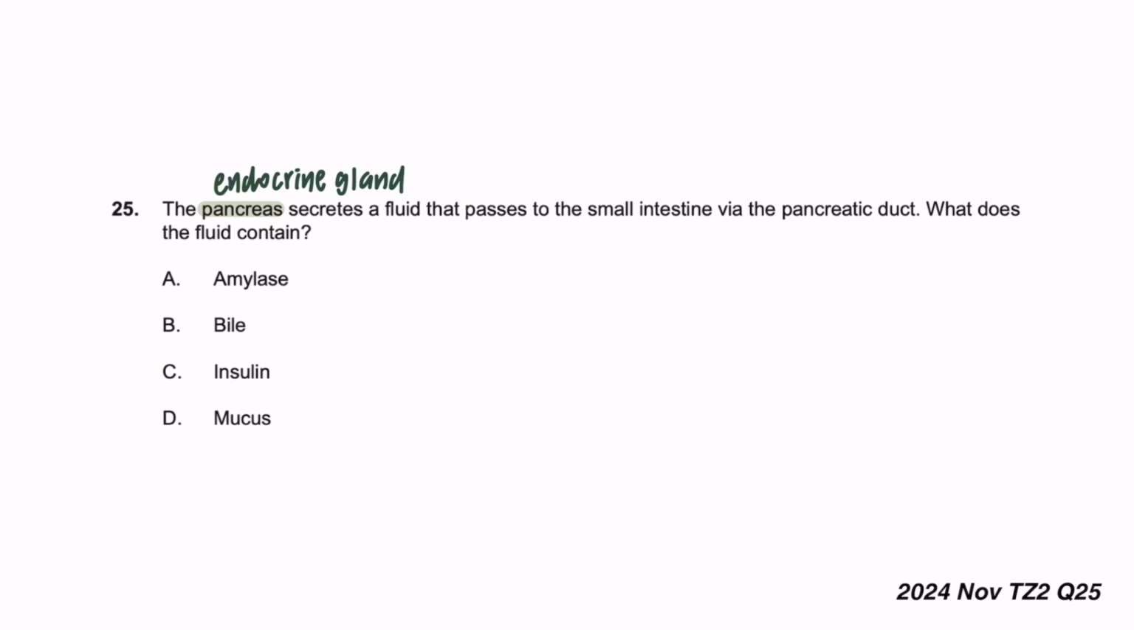Pancreas is an endocrine gland that secretes hormones such as insulin. However, insulin is secreted to the bloodstream. Pancreas is also an exocrine gland that secretes digestive enzymes such as amylase, and the enzyme will be secreted to the small intestine for digesting food.